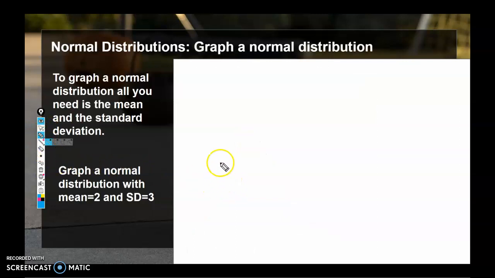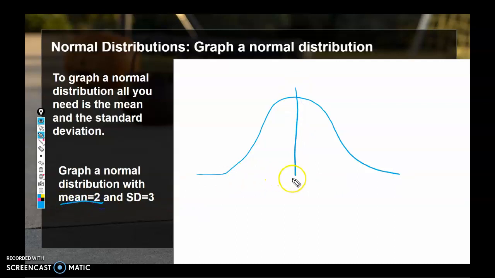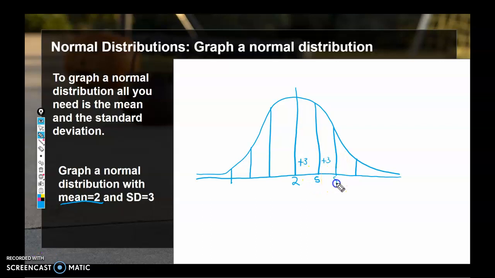So if we wanted to build our own, the standard shape of a normal distribution is like this. I know my center has to be at 2. Now, if I wanted to build out my standard deviations, 1, 2, 3, we almost always only include 3 standard deviations. To the right, my standard deviation is 3, so add 3, so that's a 5. One more to the right, add 3, and that would be an 8. One more to the right, add 3, and that would be 11.